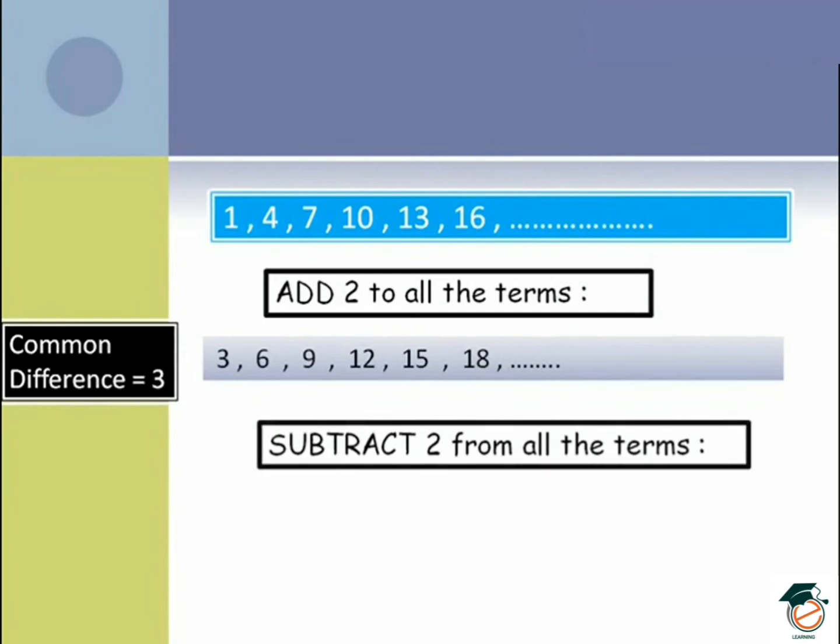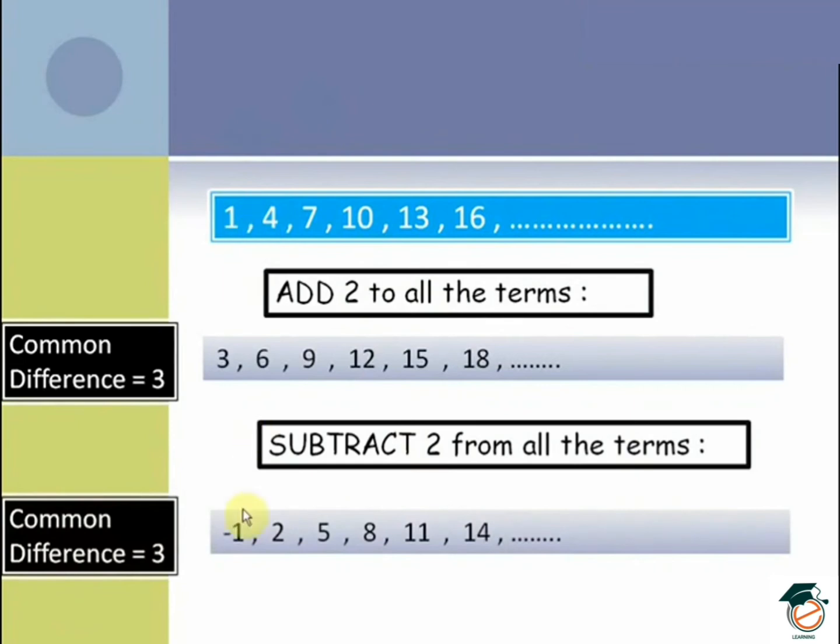Now what we do next is, we subtract 2 from all the terms of this AP. So what we get? This becomes minus 1, this becomes 2, this becomes 5, this becomes 8, this becomes 11 and this becomes 14. Now the common difference again becomes 3. Why? Because 2 minus minus 1 is equal to 3, 5 minus 2 is equal to 3, 8 minus 5 is equal to 3, and so we can say that the common difference is equal to 3 again. So again, if we subtract the same number from all the terms of an AP, then the resulting sequence is also an AP with the same common difference. And so we have proved the first property.